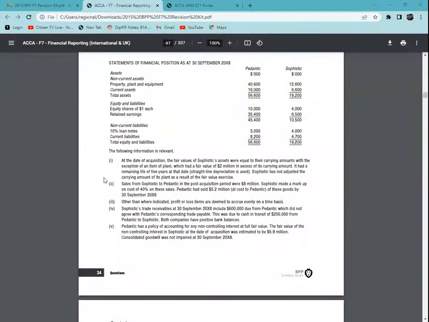Now we go to the next question here. 3. Other than where indicated, profit or loss items are deemed to accrue evenly on a time basis. They're putting that there to simply become verbose, to confuse the easily confusable students. So meaning that Roman 3 is a useless sentence. I can do without it. Nothing really for me there. Number 4, Sophistic trade receivables at 30th September 08 include 600 due from Pedantic.